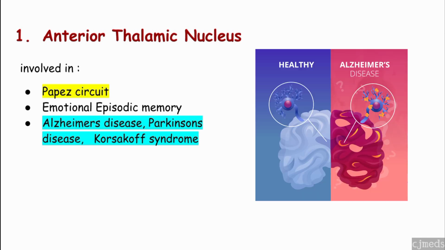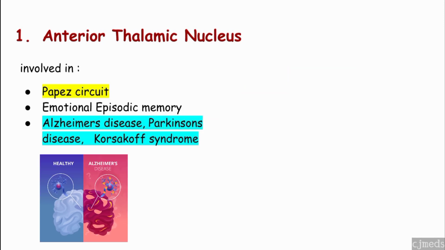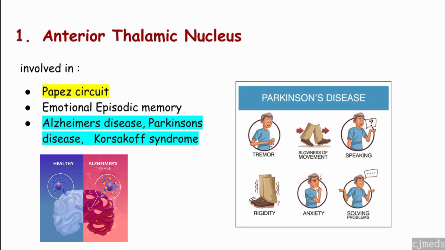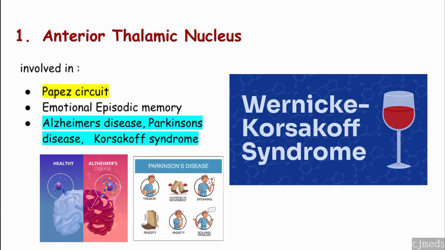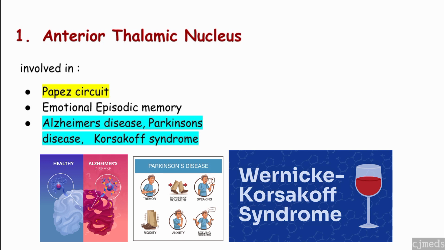diseases. It can be diseases like Alzheimer's, because we already know that Alzheimer's is a disease related to memory. The other one is Parkinson's disease, and there is one more called Korsakoff syndrome. It is usually seen in alcoholics and is due to thiamine deficiency. So remember, the anterior thalamic nucleus is involved in the Papez circuit, that is the emotional aspect of episodic memory, and if this pathway is damaged, then it can result in Alzheimer's, Parkinson's and Korsakoff syndrome.